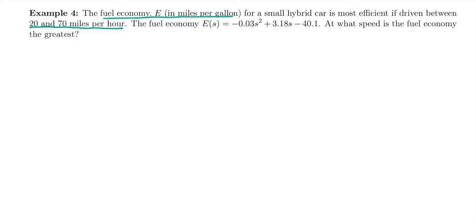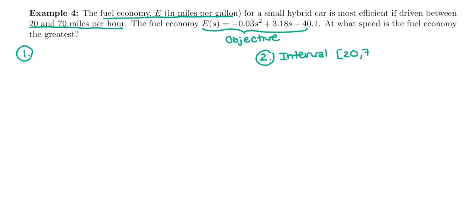So we are going to look at speed S in miles per hour and say what the fuel economy E is in miles per gallon. So we're going to be looking at this objective function. This is what we're trying to optimize. We have our objective, optimize fuel economy. And then we also have our interval. The interval of interest, we would never tell somebody, oh, just drive 5 miles per hour everywhere. No, we're going to look between 20 and 70 miles per hour. What's going to get you the most fuel economy?